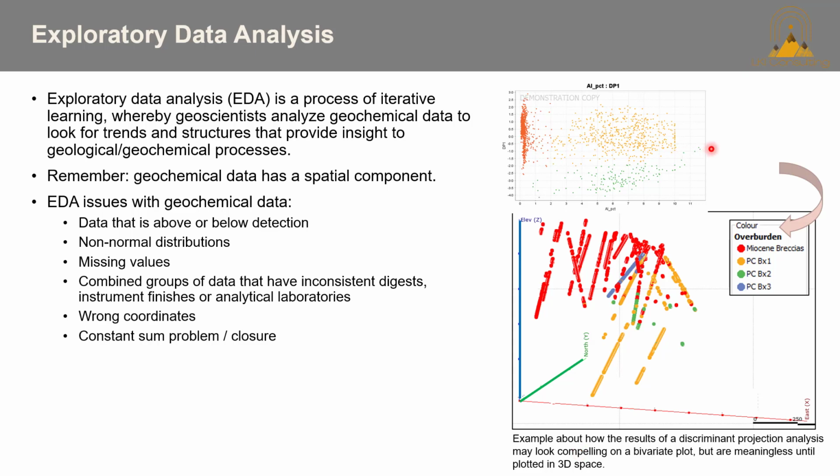At the top right here, we are looking at the results of a discriminant projection analysis, whereby we're looking to classify different branches using geochemistry. The groupings here look compelling. However, without checking the spatial component like we've done below, the results are meaningless. So it's really important to always check that spatial component.